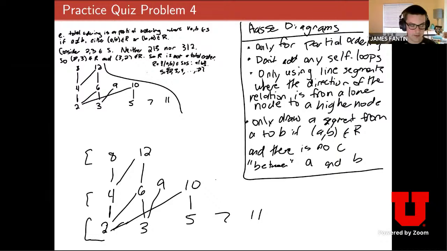Does that help clear up some of the confusion on drawing these? And if not, please let me know. So has that cleared it up, hopefully? If not, please tell me. This is the perfect time to say, no, this doesn't make sense. Okay, yeah, so somebody has a question.